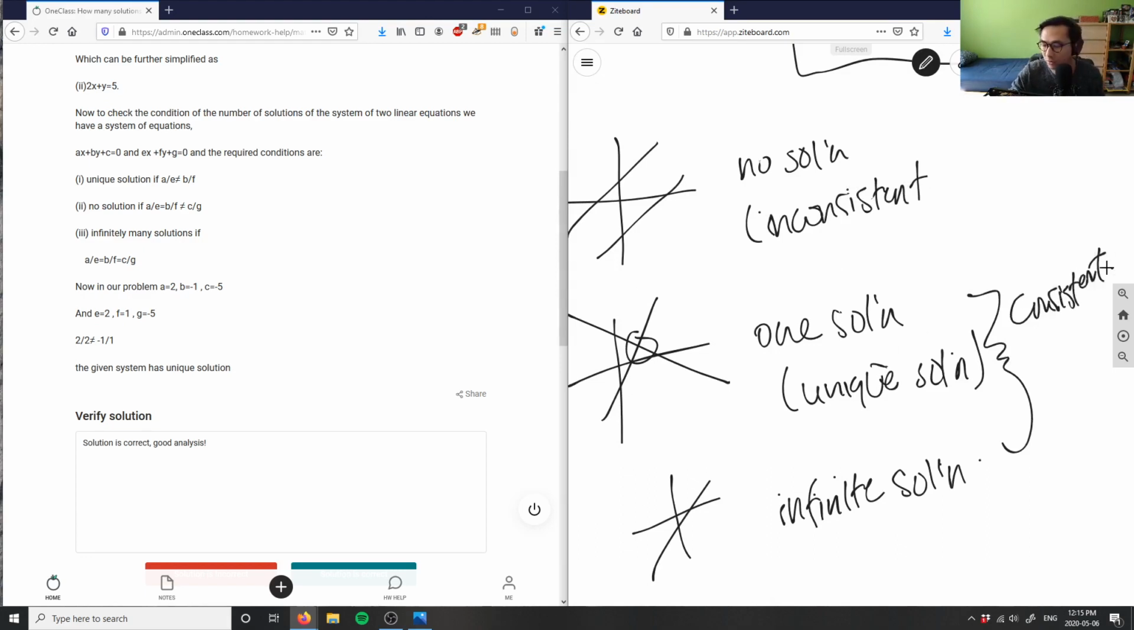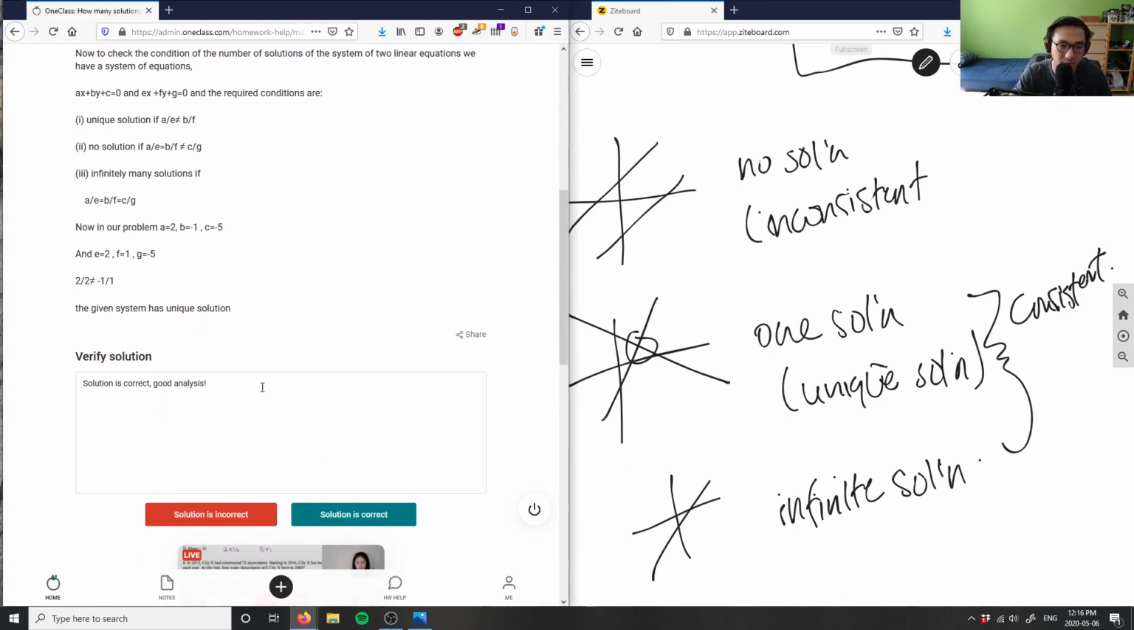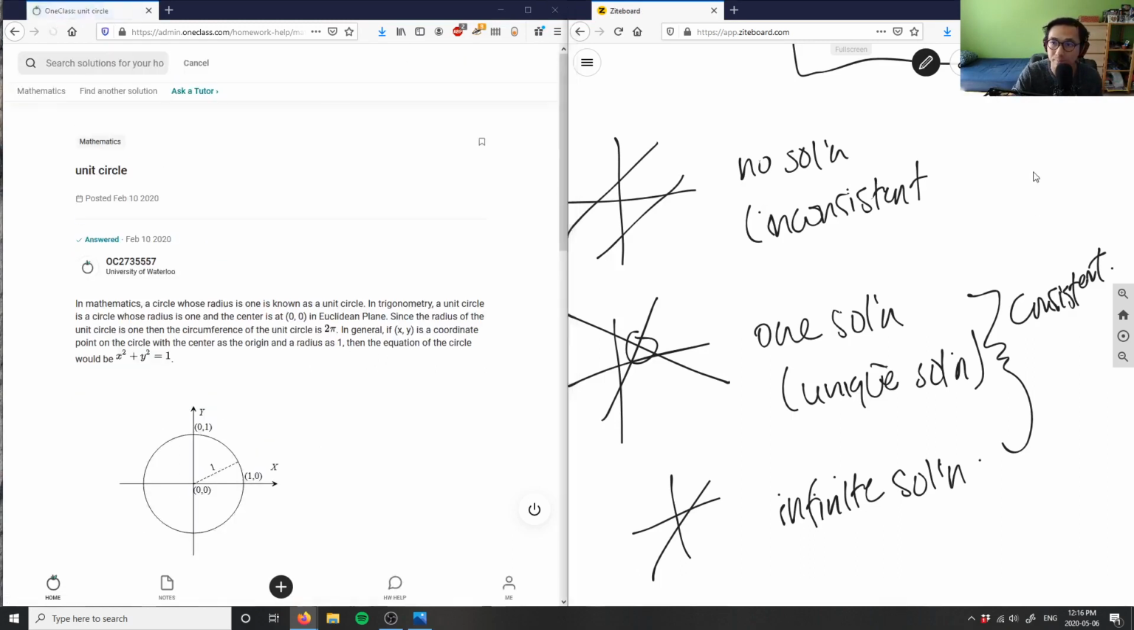So don't worry if you don't know those terms, this is kind of an introduction to linear algebra, so don't worry about that. But we can also just think of this as a grade 10 problem here. So the solution is correct, good analysis here, and basically we're just finding the point of intersection for two lines. You could think of this concept as that as well.